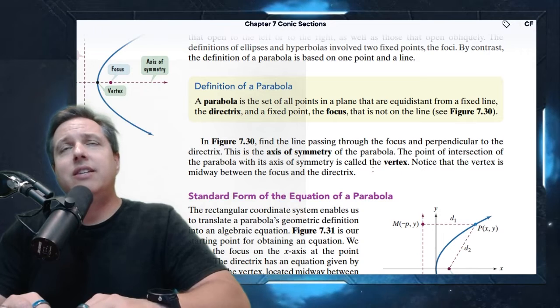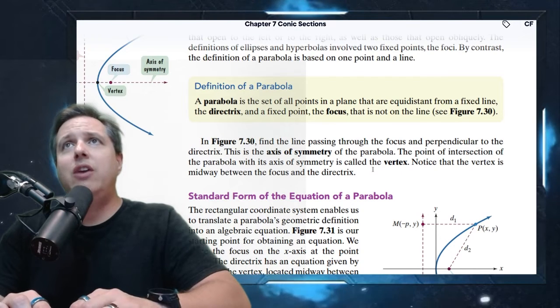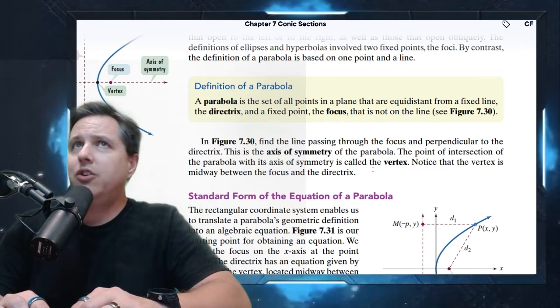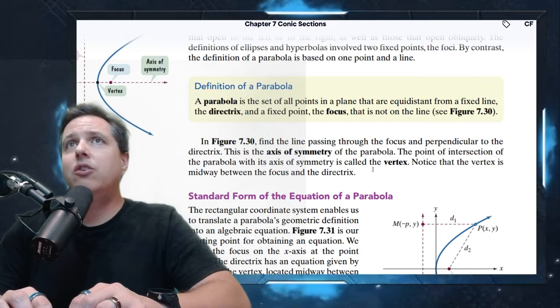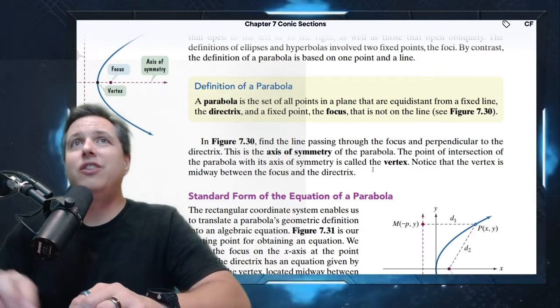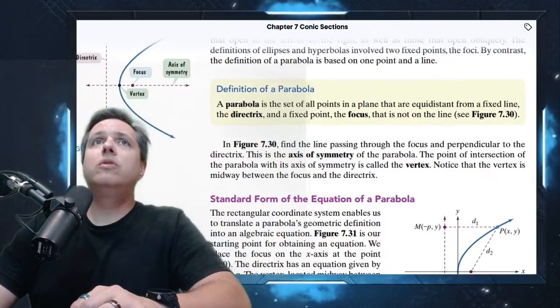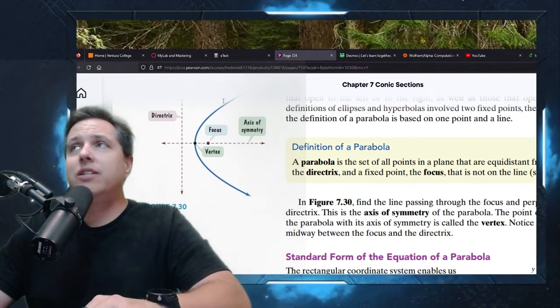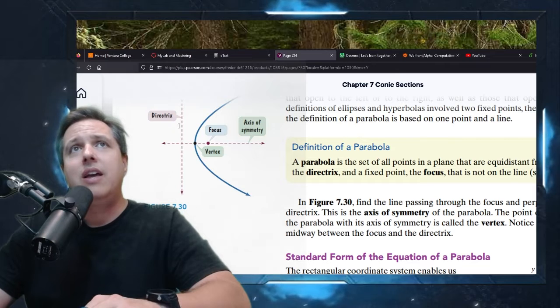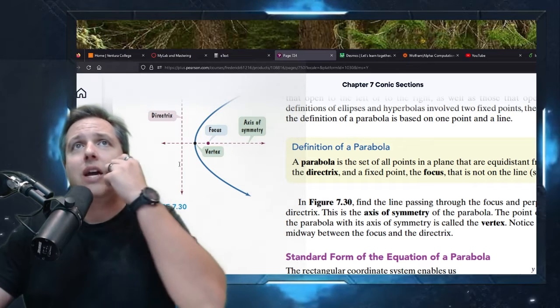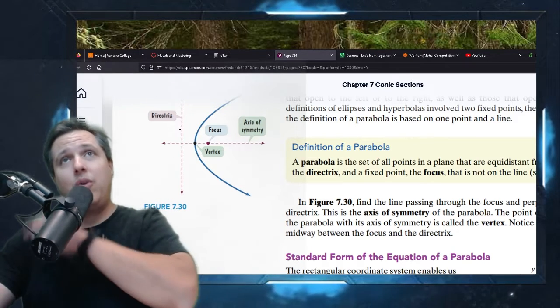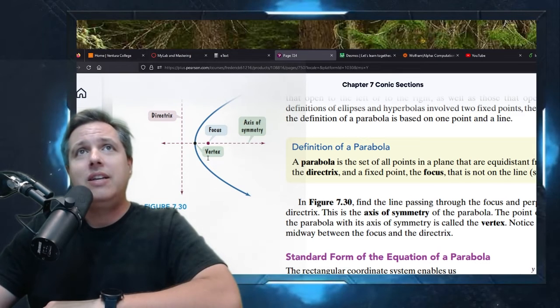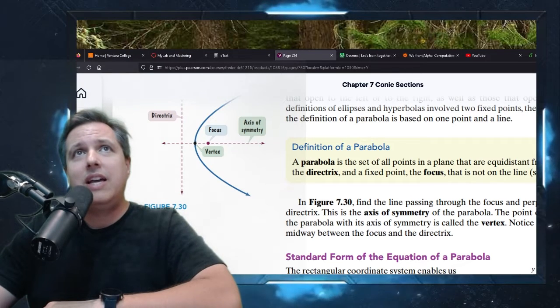A parabola is the set of all points in a plane that are equidistant from a fixed line called the directrix and a fixed point called the focus that is not on the line. So this picture tells us what we're talking about. You can see our parabola here. We've got this parabolic shape. We have this thing called the focus, that's the point, and then we have this line called the directrix. Okay, so any point on this parabola is the same distance from this point as it is from this line.